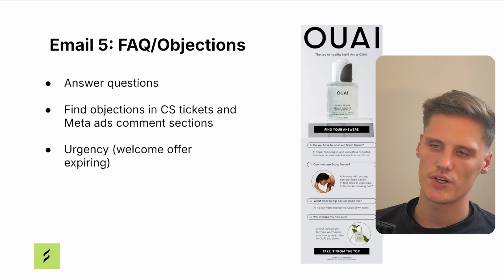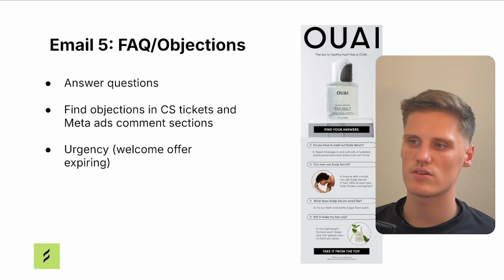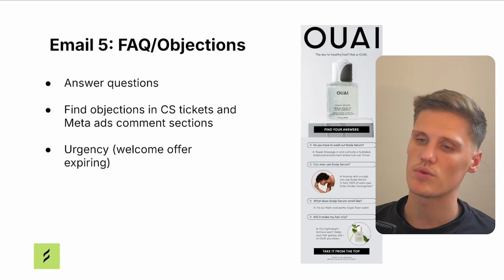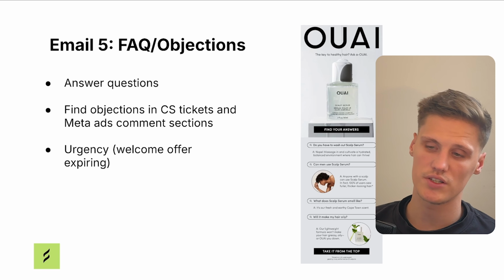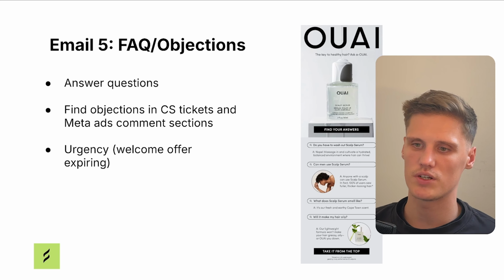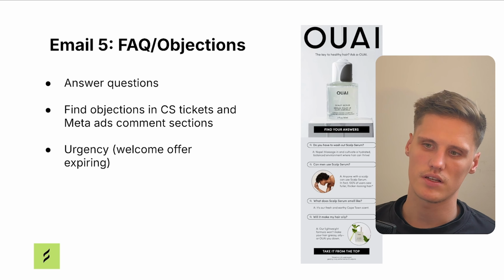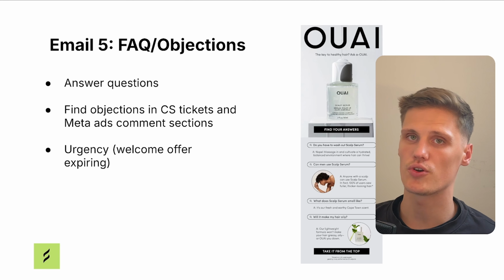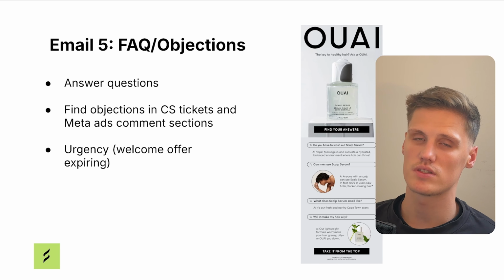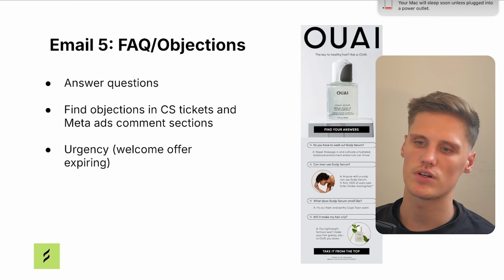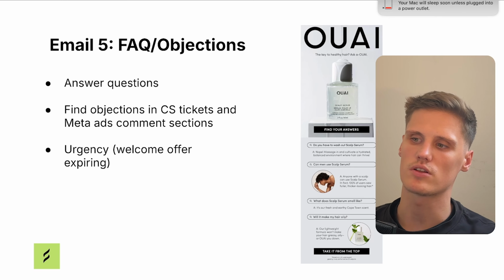Email 5 is where you answer some objections. So chances are people who join your email list, some of them are ready to buy, but some of them also have some questions or objections that you might need to overcome. So what I recommend doing here is sending an FAQ email where you just answer some of the objections that they currently have. I would go into your Meta ads comment sections or your customer support tickets so you can see and really shortlist those questions that you need to answer in that email. And here again is where you would add some urgency around the welcome offer expiring.